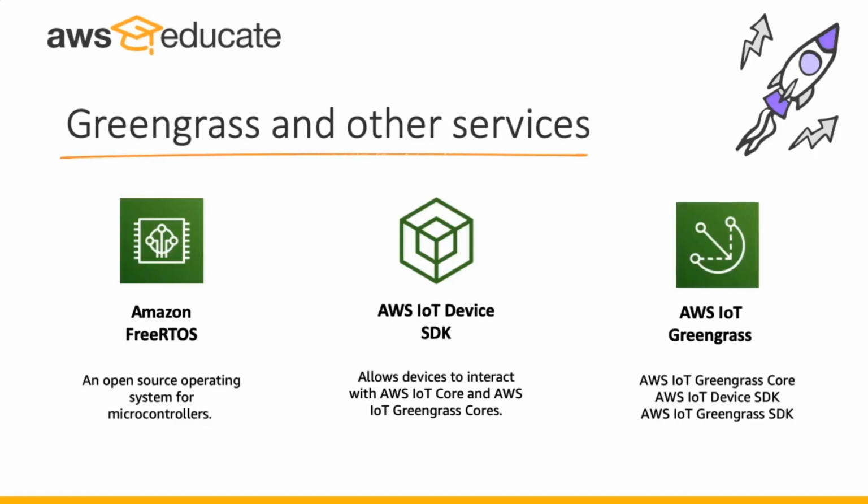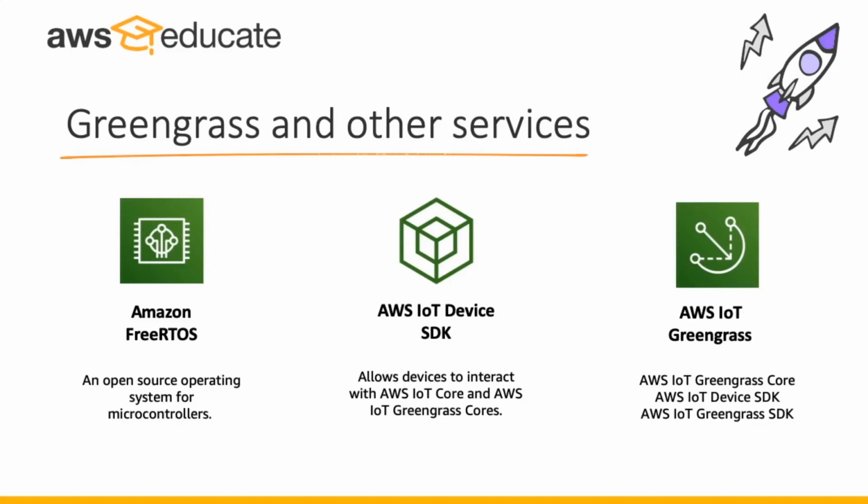We also have the AWS IoT Device SDK, which helps devices interact with IoT Core and connect with the platform. This is the SDK that we used in the demo to connect the coffee pot and phone to the AWS IoT platform. Lastly, we have AWS IoT Greengrass. This service is composed of three subcomponents: AWS IoT Greengrass Core, AWS IoT Device SDK, and AWS IoT Greengrass SDK. Firstly, the AWS IoT Device SDK, as explained before, is the software development kit to connect devices to the AWS IoT platform.